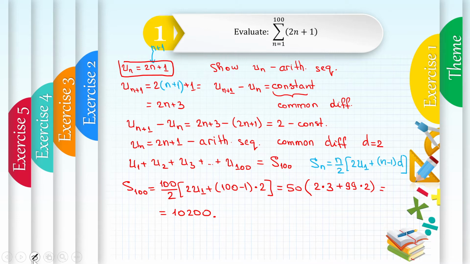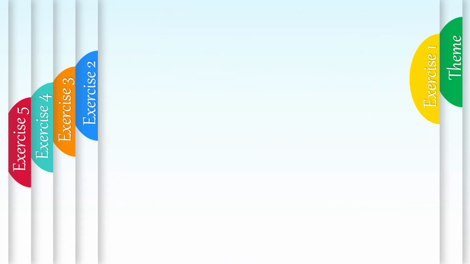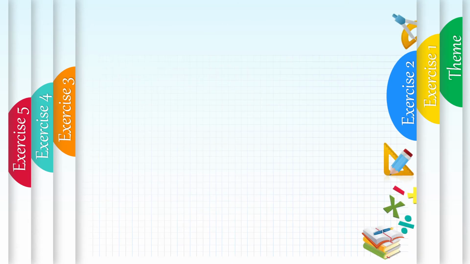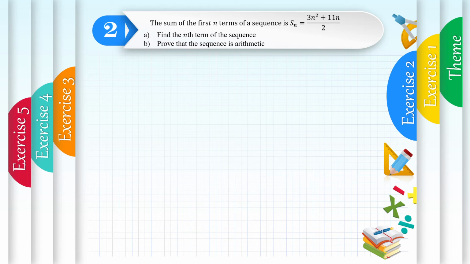Next, let's move to the second exercise. The second exercise tells us the following: we have the sum of the first n terms of a sequence, S sub n equal to 3n squared plus 11n, all divided by 2. And we're asked to find the nth term of this sequence and then to prove that the sequence is an arithmetic one. So, what do we have here?